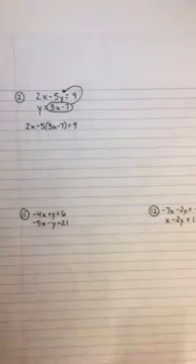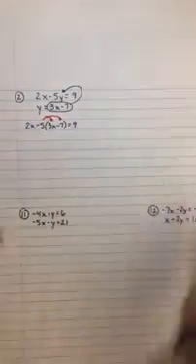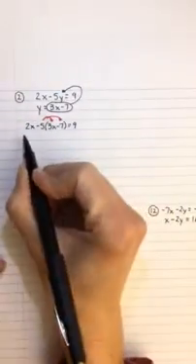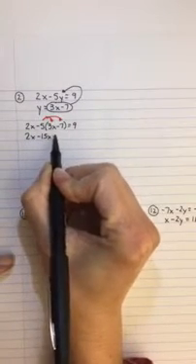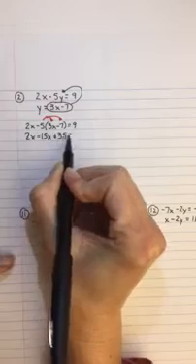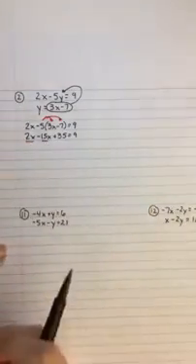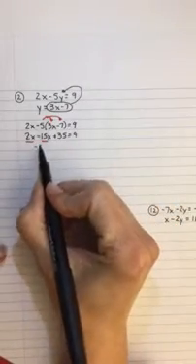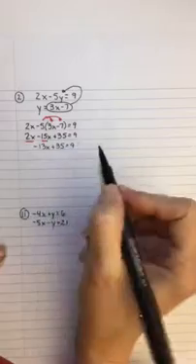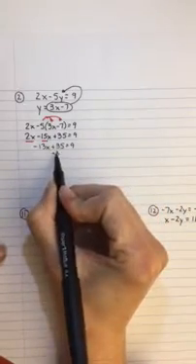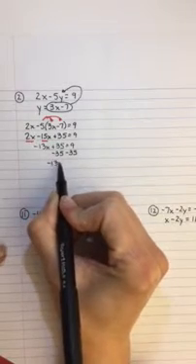Now I'm going to distribute that negative 5 throughout the parentheses, and I get 2x minus 15x plus 35 equals 9. These are like terms. I'm going to combine them and get negative 13x plus 35 equals 9. Now I'm just going to complete my steps for solving a two-step equation.